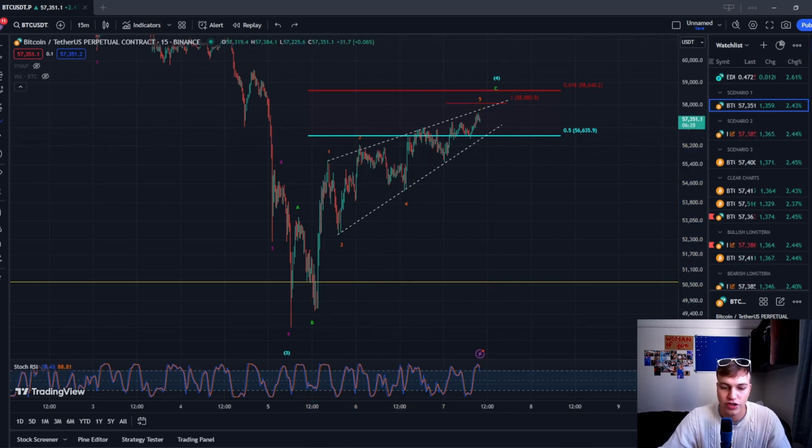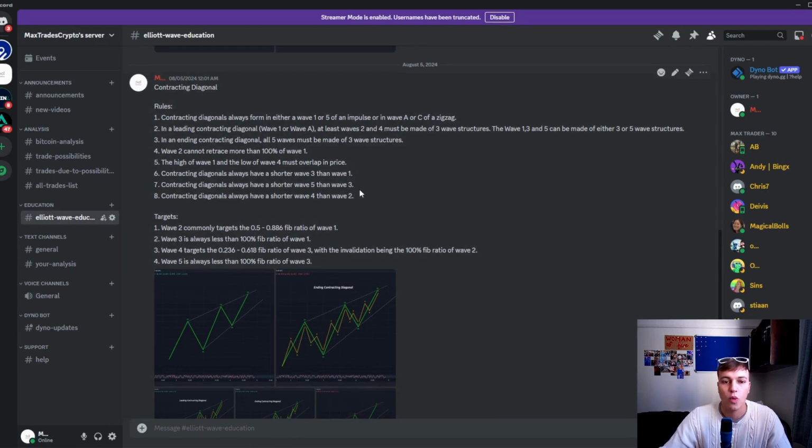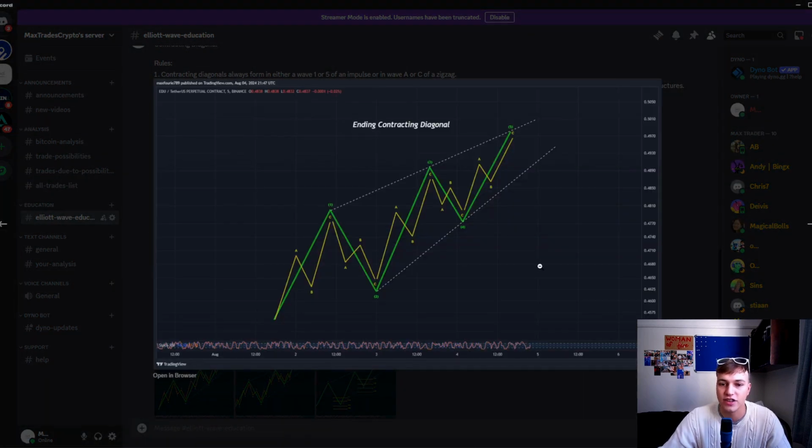Now, a contracting ending diagonal, if we go to our Discord, we can see what a contracting ending diagonal is. A contracting ending diagonal is a move to the upside where every single wave is a 3-wave structure. So 3 waves in wave 1, 2, 3, 4, and 5.